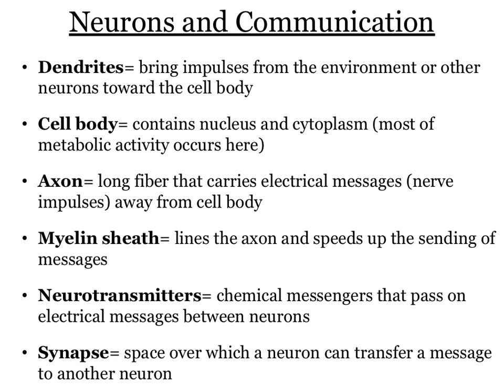This slide summarizes all that information I just said. Dendrites bring impulses from the environment or other neurons toward the cell body. The cell body is the part that has the nucleus and the cytoplasm and any organelles that are located in the neuron.